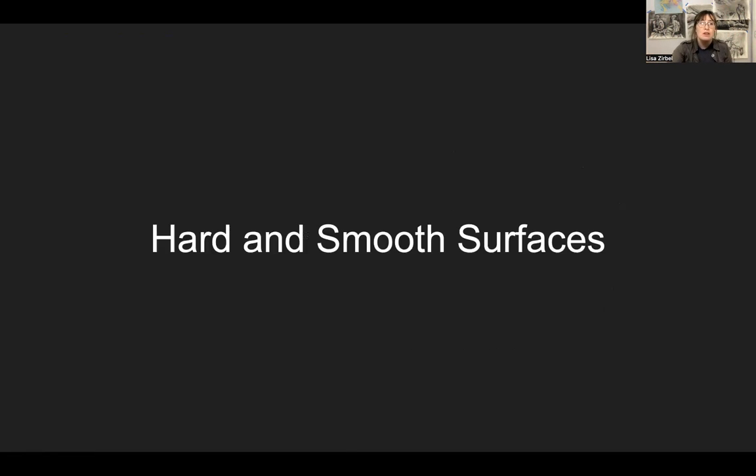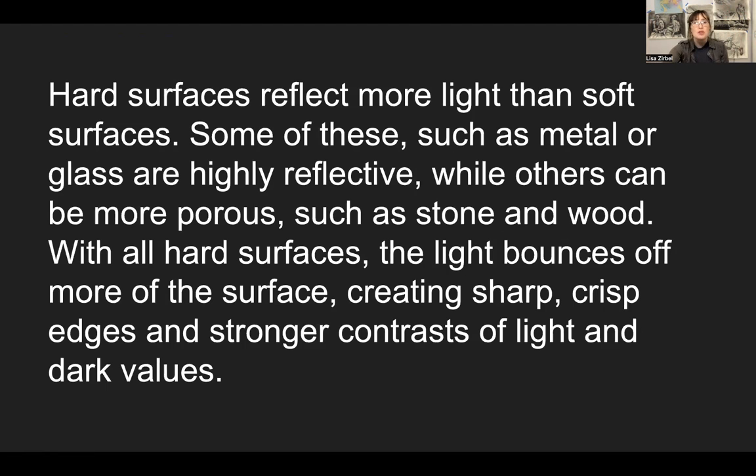You know? Okay, hard and smooth surfaces. Hard surfaces reflect more light than soft surfaces. Some of these, such as metal or glass, are highly reflective, while others can be more porous, such as stone and wood. With all hard surfaces, the light bounces off more of the surface, creating a sharp, crisp edge and stronger contrast of light and dark.